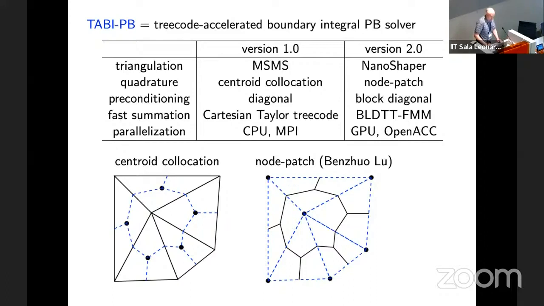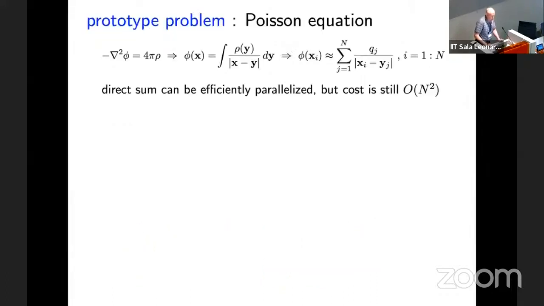But so a prototype problem, just a Poisson equation: the potential and then the charge density. And so one way to solve this is this Coulomb integral. And this is, of course, the essential idea in converting the Poisson-Boltzmann equations into integral equations.